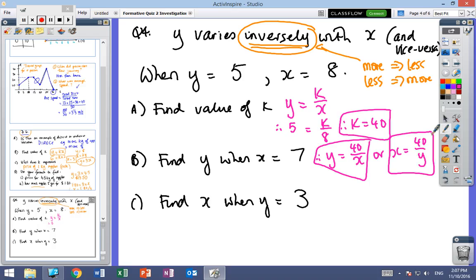So find y when x equals 7. So y equals 40 over 7, which is 5, 7 times 5 is 35, so 5 and 5 sevenths. And the next one, x equals 40 over 3, which is 13 and 1/3. Okay, so there are our answers for indirect. Come across when you're ready.